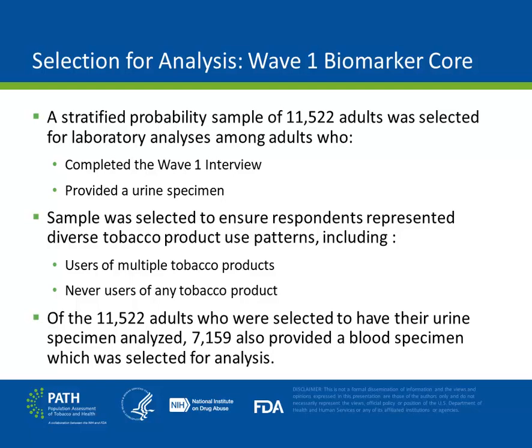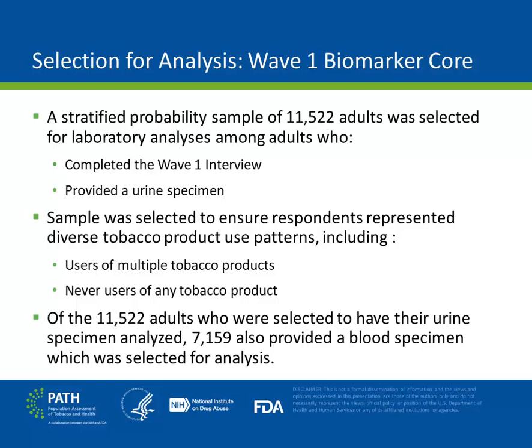A stratified probability sample of 11,522 adults who completed the Wave 1 adult interview and provided a sufficient amount of urine for the planned analysis, independent of whether they provided a blood specimen, was selected from a diverse mix of 6 tobacco product user groups described in Section 3.1.1 of the Biomarker Restricted Use Files User Guide. These groups ensured inclusion of multiple tobacco product users as well as never users.